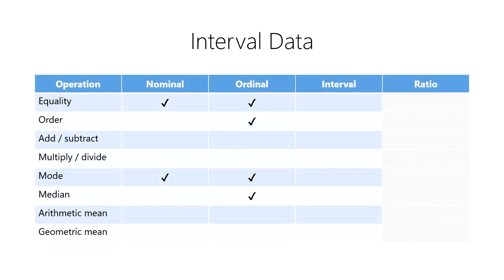We can perform a few more mathematical operations on interval data than we can on nominal and ordinal data. In addition to testing for equality, sorting by order, and determining both the mode and the median, we can also add or subtract interval data. In addition, we can also determine the arithmetic mean, that is, the average value in a set of interval values. Interval data are a bit more powerful than nominal and ordinal data in terms of mathematical operations, but still not as powerful as ratio data.